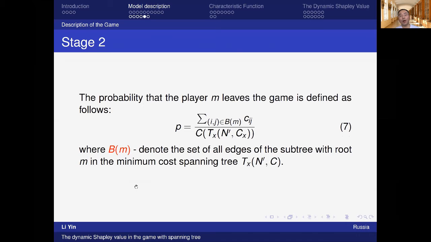So how do we define the probability that player M leaves the game or not? We introduce a concept P, defined like a formula, the same as formula 7. In the formula, B_M denotes the set of all edges of the subtree with root M in the minimum cost spanning tree. It is the unique subtree in the minimum cost spanning tree.